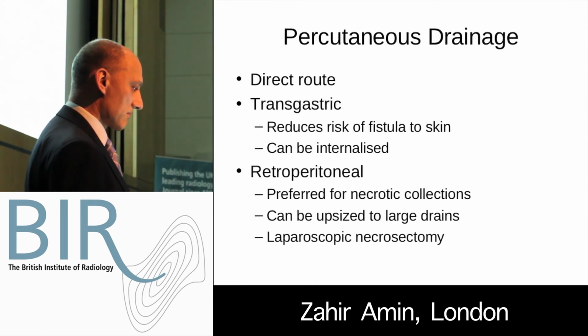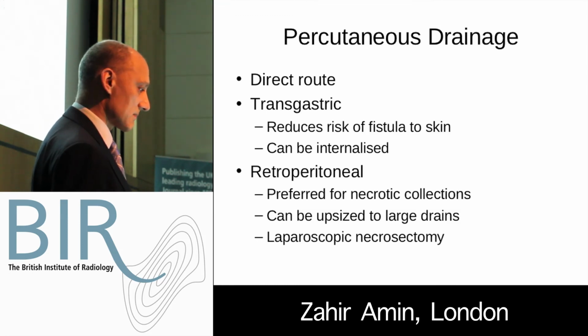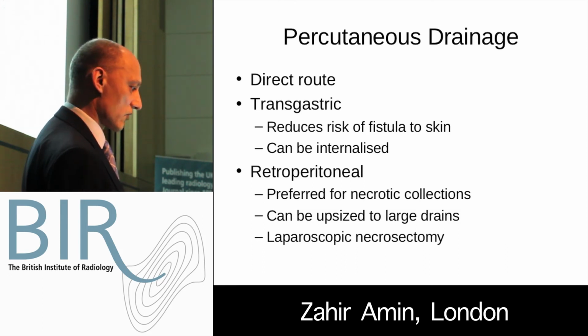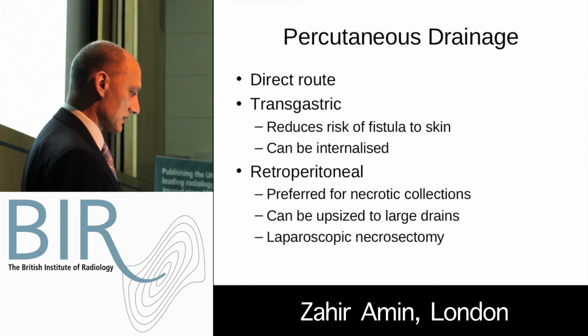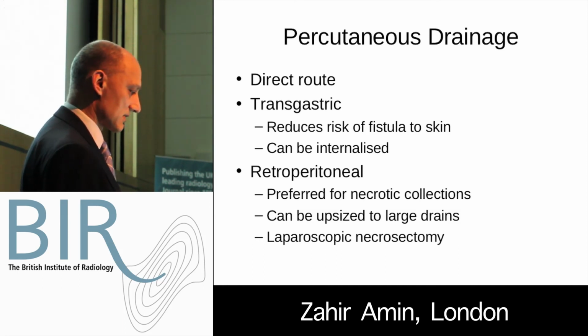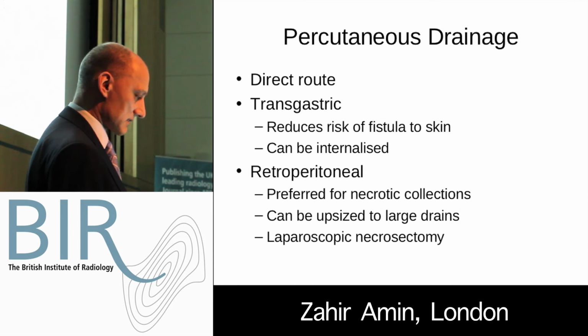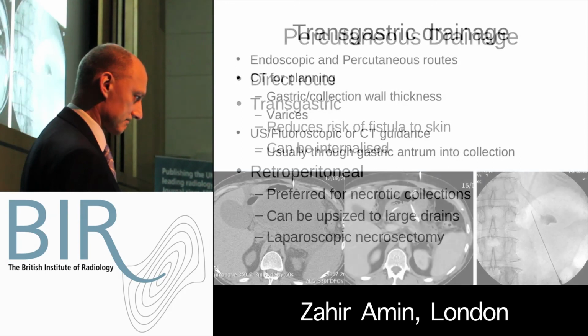Percutaneous drainage can be performed by a direct route. It can be performed transgastric, through the anterior and posterior walls of the stomach into the back of the collection. That reduces the risk of a fistula forming to the skin, and it can be internalized endoscopically. The endoscopist will go down, cut the drain in the stomach, and leave it lying within the stomach. The retroperitoneal approach is preferred for necrotic collections, through the left flank, and then this can be upsized to larger drains, and if the collection doesn't improve, laparoscopic necrosectomy can be performed through the same route.